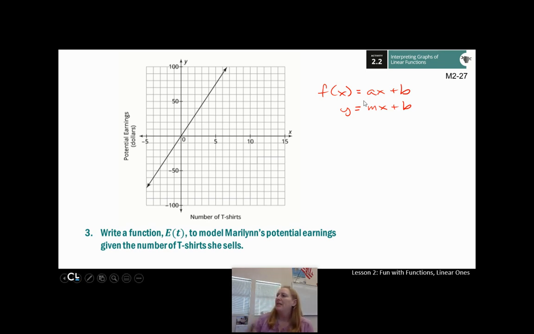So I noticed that her slope was 15. We noticed that earlier, right? That we were like, oh, $15 per t-shirt. So it's 15t. I'll go with that. I also noticed though that her y-intercept was 0. So 15t plus 0, except I don't really need the plus 0. So I was like, okay, so y equals 15, my slope, plus 0. But we're going to use e of t instead of y, and t instead of x. And I don't need to put a plus 0 on there. So it looks like our function here is e of t equals 15t.